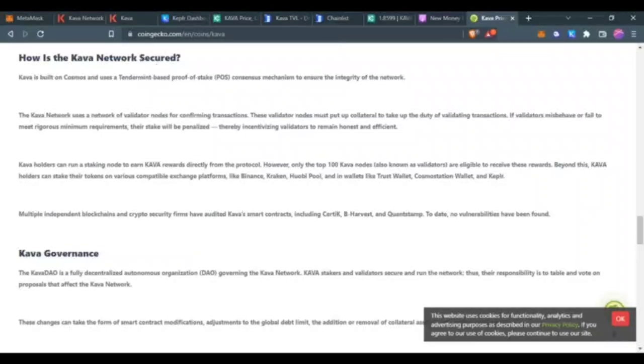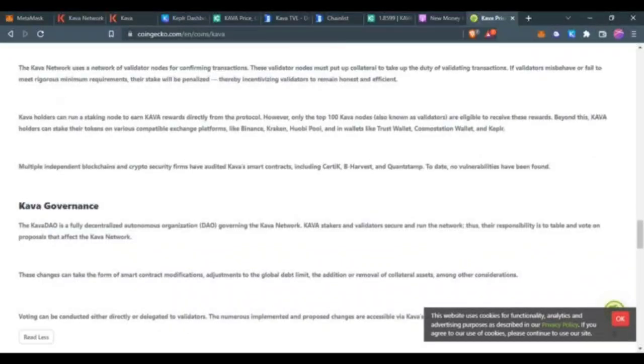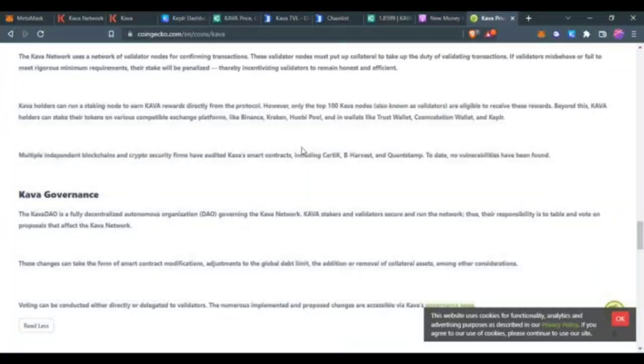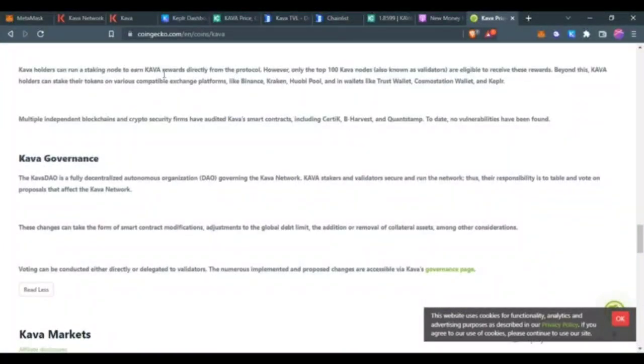How is the Kava network secured? Kava is built on Cosmos and uses a Tendermint-based proof of stake consensus mechanism to ensure the integrity of the network. That's the proof of stake system. Kava network uses a network of validator nodes for confirming transactions. These validator nodes must put up collateral to take up the duty of validating transactions. If validators misbehave or fail to meet rigorous minimum requirements, their stake will be penalized, thereby incentivizing validators to remain honest and efficient. Kava holders can run a staking node to earn Kava rewards directly from the protocol. However, only the top 100 Kava nodes, also known as validators, are eligible to receive these rewards.